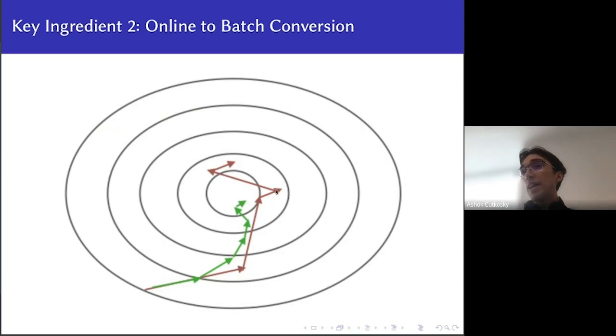Gradient descent is going to kind of move around this optimal point a little bit, maybe not quite get into the center, whereas the averages are going to be a lot more stable and move in towards the center. This is the online to batch conversion, also known as SGD with Polyak averaging, which has been rediscovered in a variety of different contexts by different people.